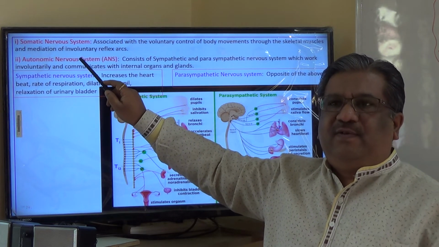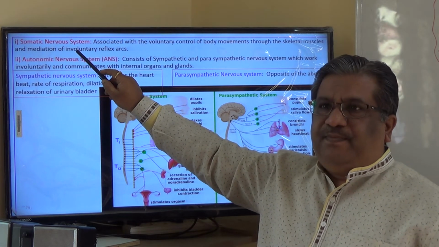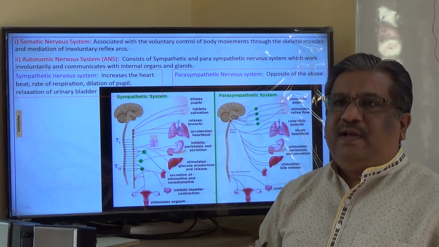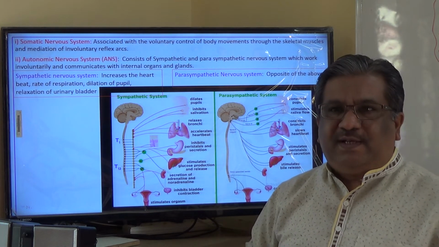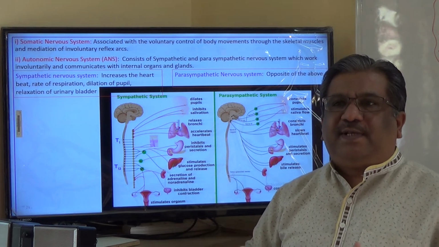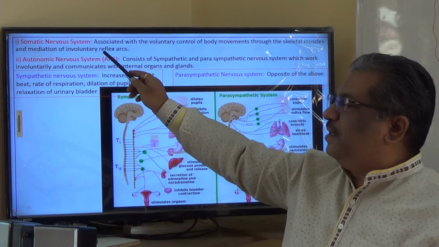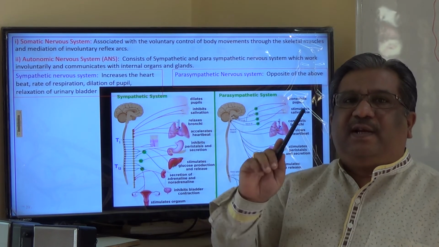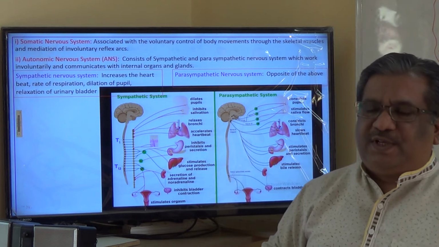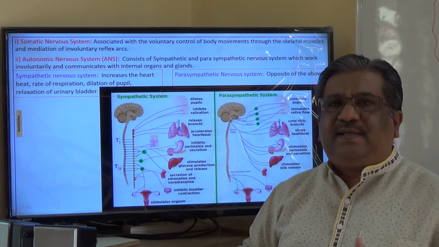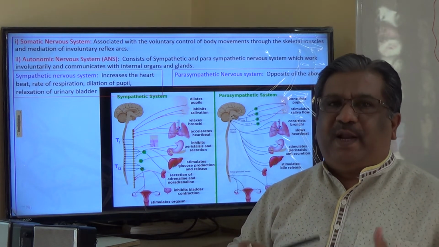What is reflex action? We'll define later, but somatic nervous system is responsible for control of voluntary body movements. That means the movements of the body parts at our will, and also it controls involuntary reflex action. Whereas autonomic nervous system refers to that system which controls involuntary movements of body parts.